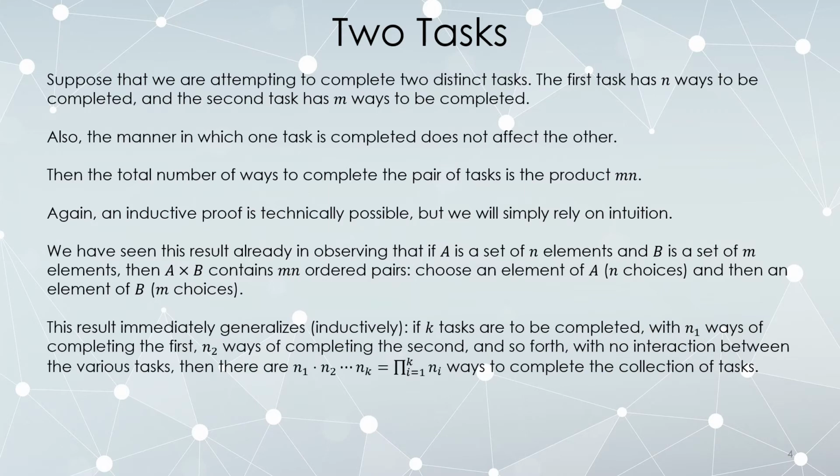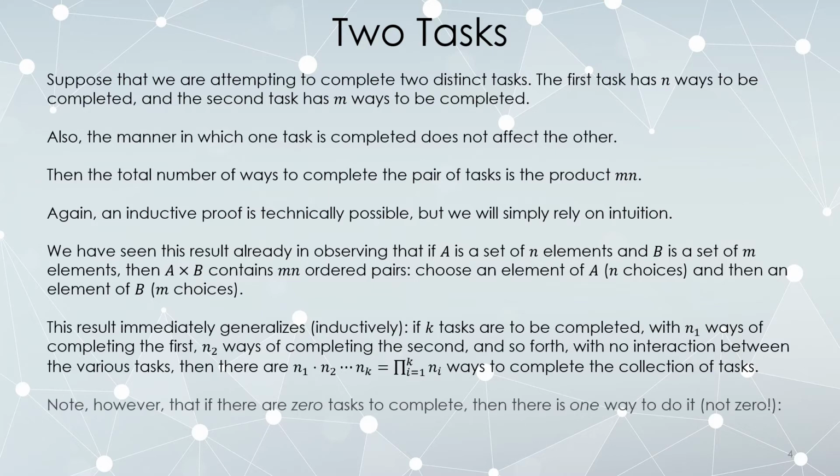This result actually immediately generalizes: if you have a bunch of different tasks, k different tasks, and n1 is the number of ways of completing the first, n2 is the number of ways of completing the second, and so forth. As long as there's no interaction between the tasks, the way you complete one of these k different tasks has no bearing on the other ones. Then the product, n1 times n2 times etc. through nk, which we can write using this product notation, is the number of ways to complete the collection overall.